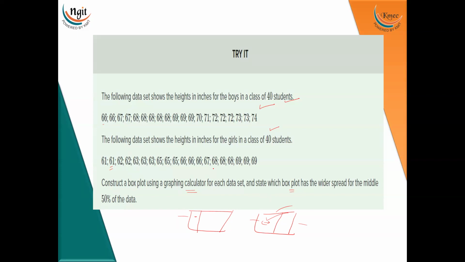So students, try to find the solution for this particular problem with the help of a box plot and try to calculate the 5 components as per the earlier example. Thank you.